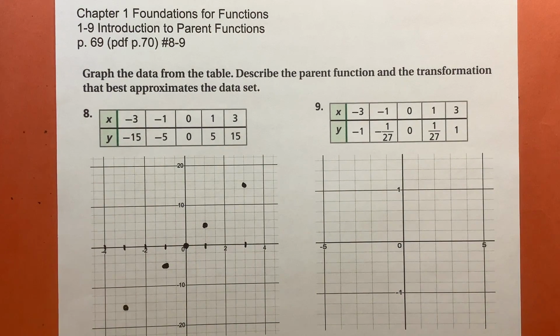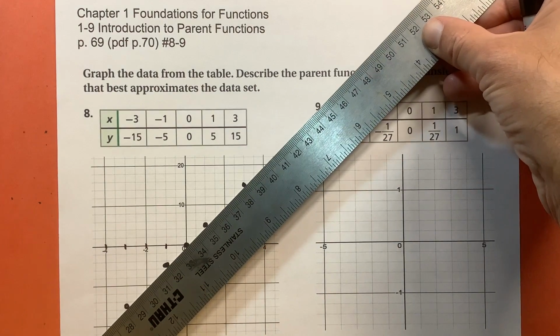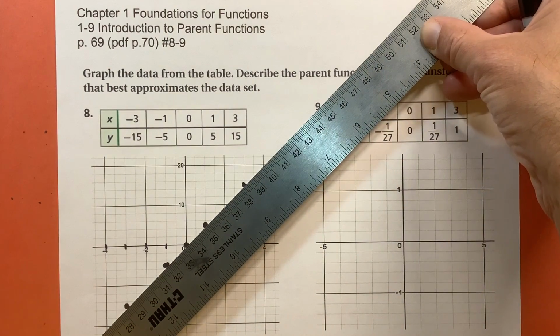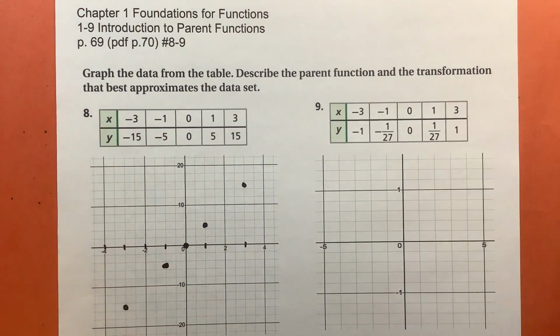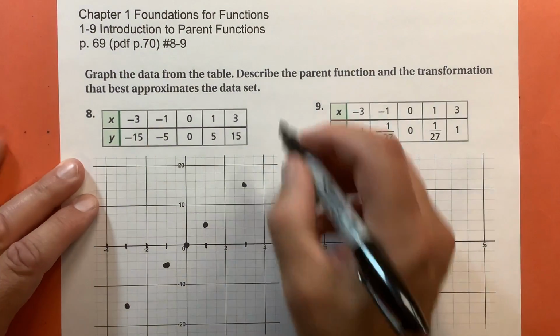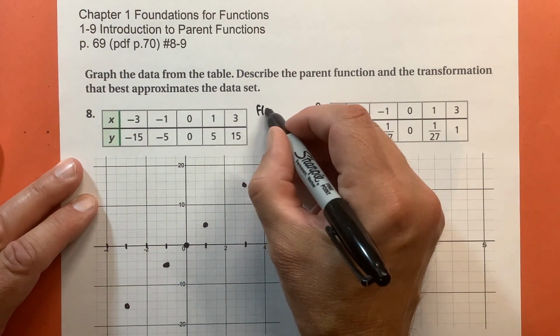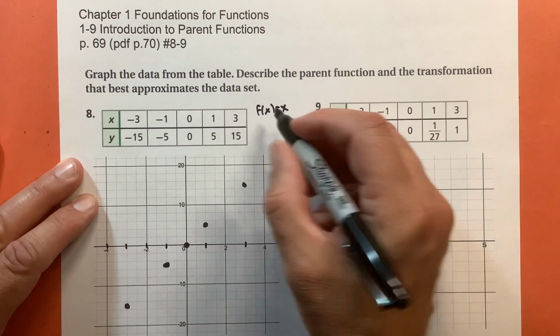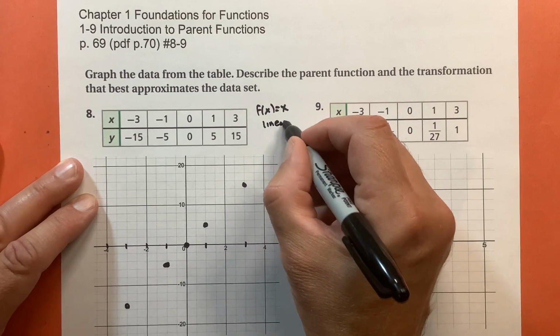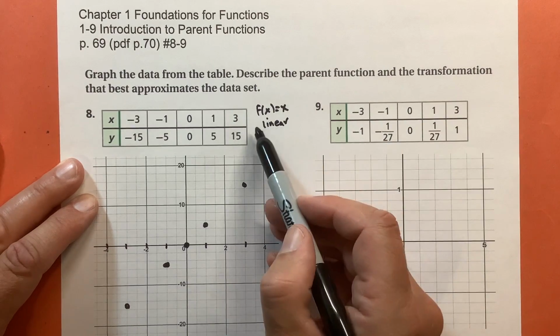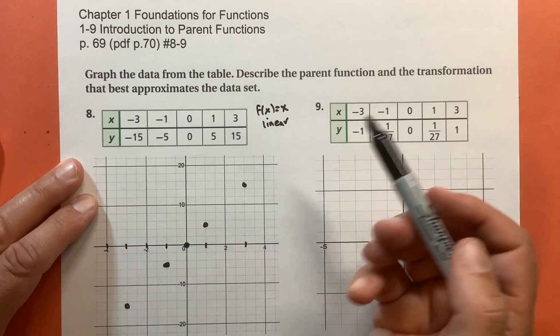I know it's hard to tell through the screen, so I'll try to do this. Yeah, that looks pretty straight. Those look like it's going to be a linear function. So my parent function is going to be f(x) = x. The family is going to be the linear family. Remember, this is the parent function, this is the family.